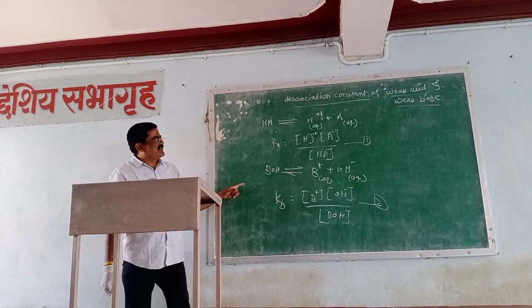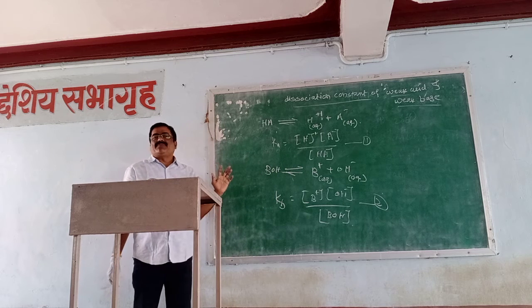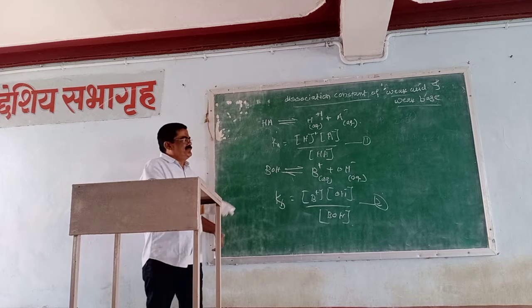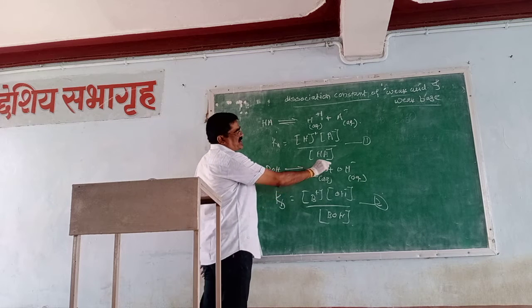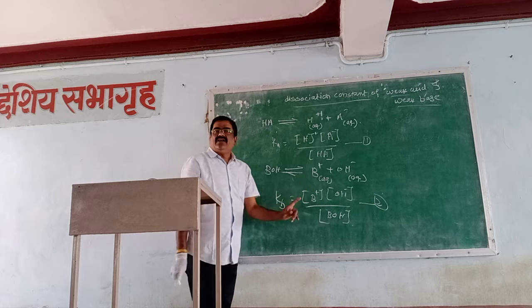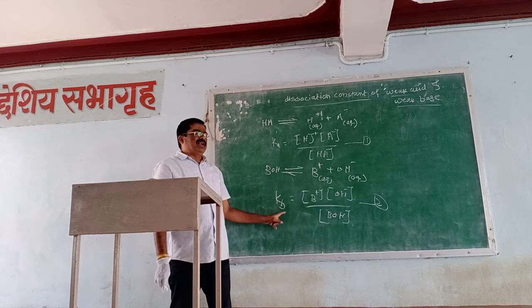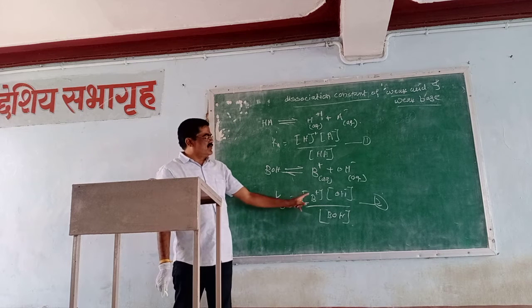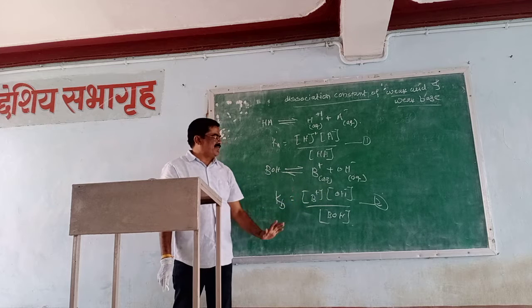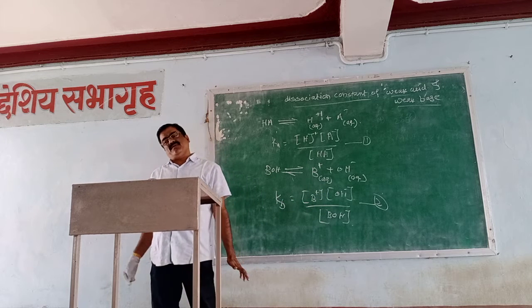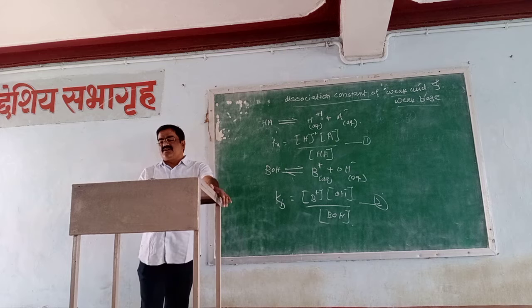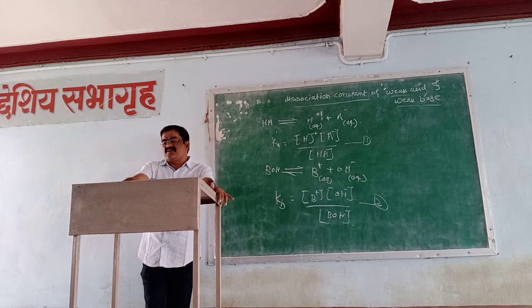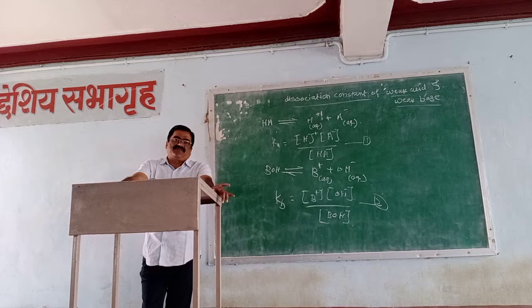Similarly, the dissociation of the weak base, that is BOH, is represented this way. BOH gives B plus and OH minus in aqueous medium, and the dissociation constant Kb is equal to the molar concentration of B plus times OH minus divided by the molar concentration of BOH. Thus, the dissociation constant of the weak acid and the weak base is defined as the equilibrium constant for the dissociation equilibrium of the weak acid and the weak base.